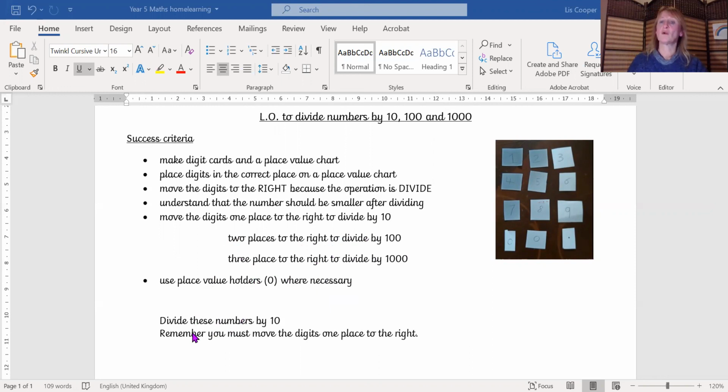So I'm going to do a little bit like we did with multiplying by 10. I'm going to do 3 grids. 3 tables. The first one will be dividing by 10, so you've got to divide all the numbers by 10. The second one will be dividing by 100. And the next one will be dividing by 1,000. I'm not going to give you any more hints on the sheet than I've given you at the top in your success criteria. You will just get the 3 grids.